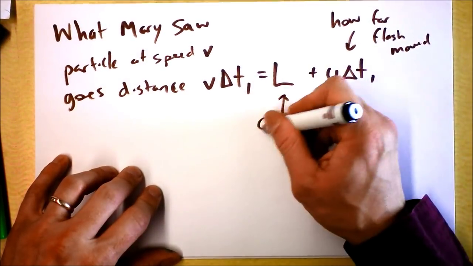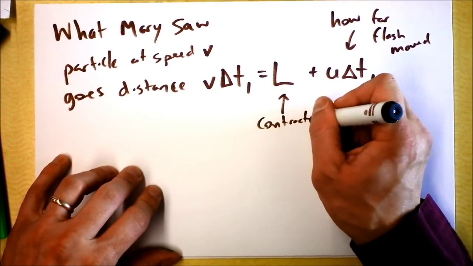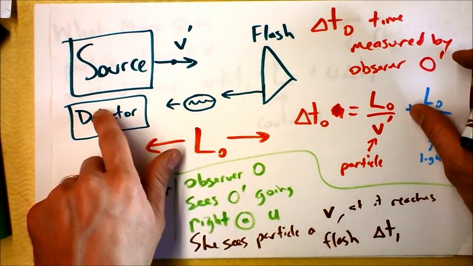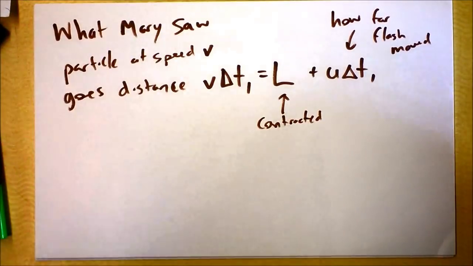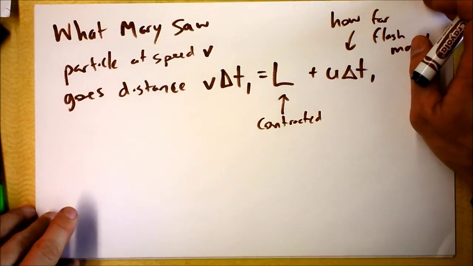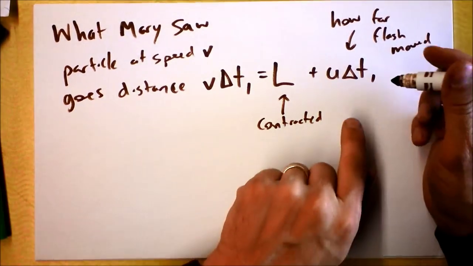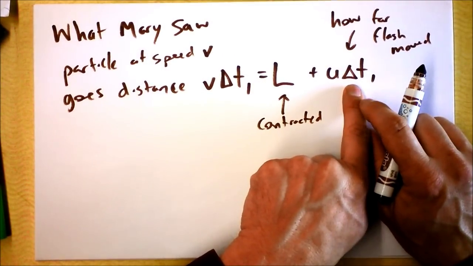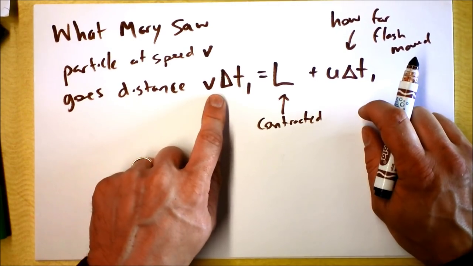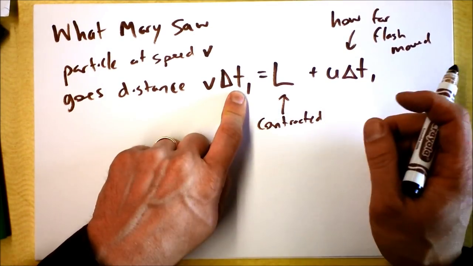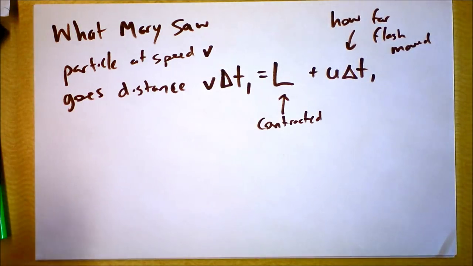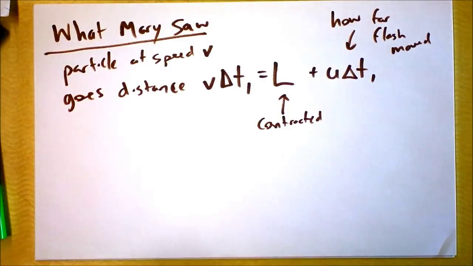And this is the contracted length, because of course Mary does not agree about the separation distance. Mary doesn't think that it's L naught between the source and the detector. She thinks that it's something a little bit shorter because she doesn't measure the proper length, because she's moving relative to the experiment. So this is how far the flash moved away, and this is the contracted length, and this is the distance that the particle has gone because she sees it going for a time delta T1, and she sees it going at a speed V. So all this kind of makes sense. This is all according to Mary. This whole page will be according to Mary.